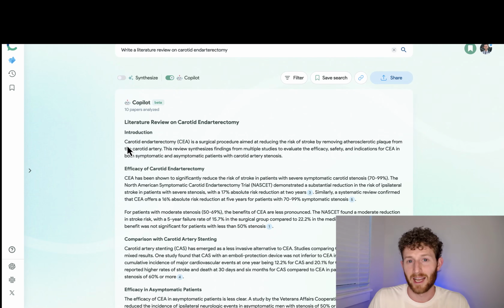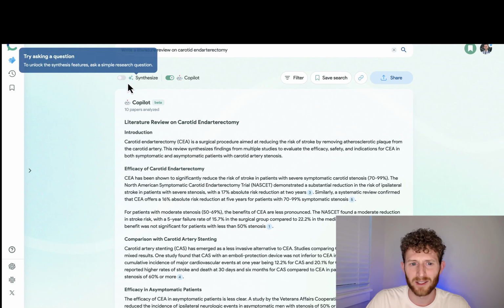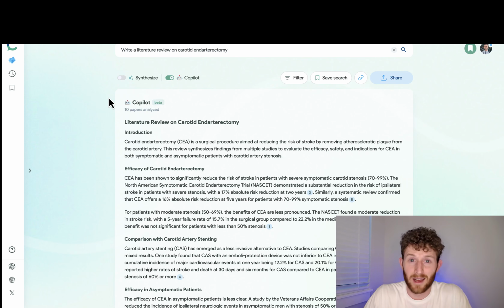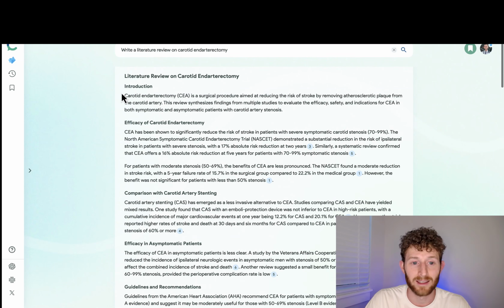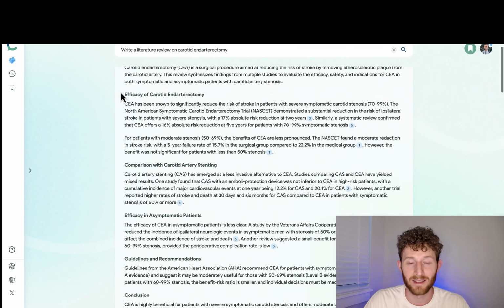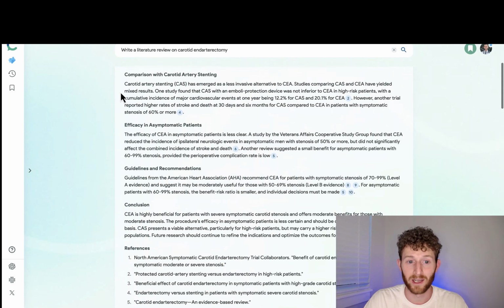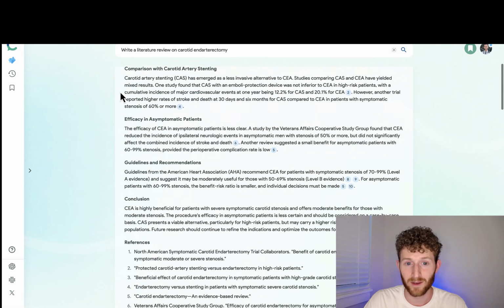Instead of giving you just an answer to a question, Consensus will go and review all of those papers for you and it will automatically turn off the synthesize button because you're not asking a question. You're mainly trying to get the background on everything. So your Copilot here will go through and literally review all of those key landmark papers and give you a very easily digestible summary of everything that you're going to need to know.